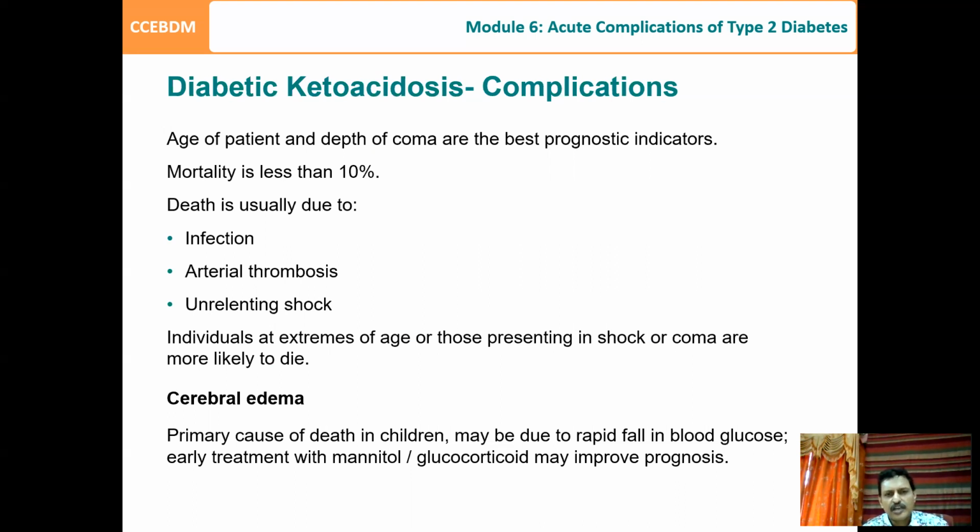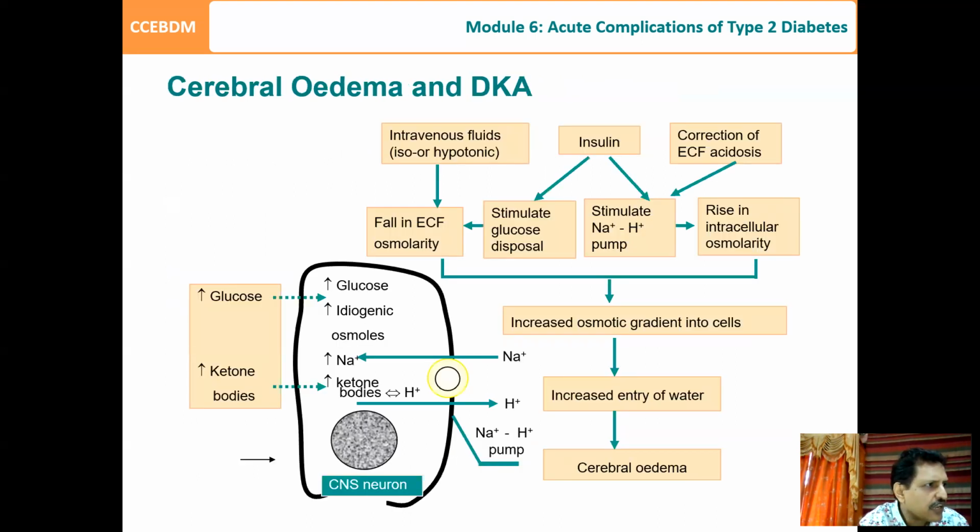We have to understand that if the patient has improved and then progressively develops some change in neurological symptoms, then you have to suspect cerebral edema. The diagnosis can be made with a CT, and if the patient develops cerebral edema, we have to treat the patient with mannitol or glucocorticoid. Now, there is an explanation of how cerebral edema occurs. We don't know the exact pathophysiology, but this is the mechanism mostly put forward as an explanation.